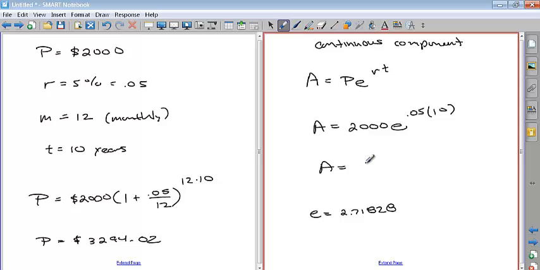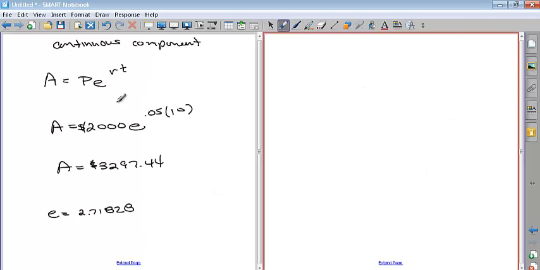So I get $3,297.44, which you can see is slightly larger than that, but not a whole lot. Okay, so both of those are very useful formulas to use. The second thing I want you to do is to be able to do the first couple months of an amortization schedule. Amortization, I think that's right.